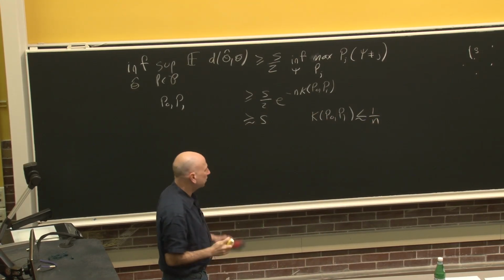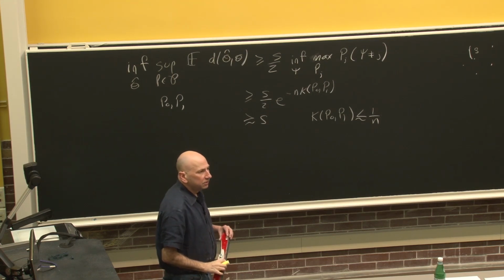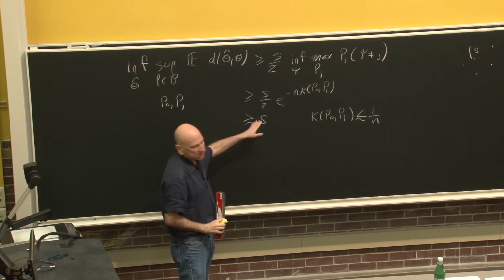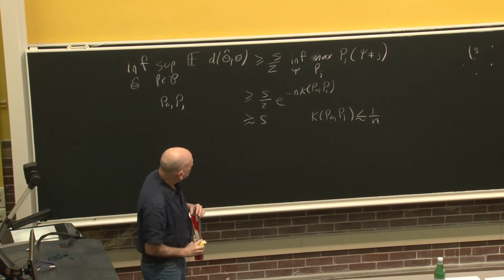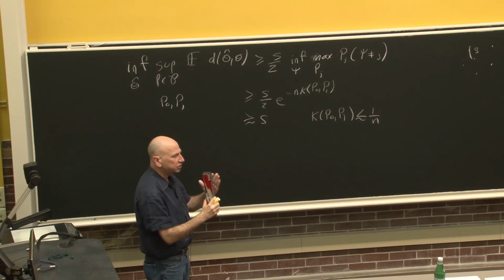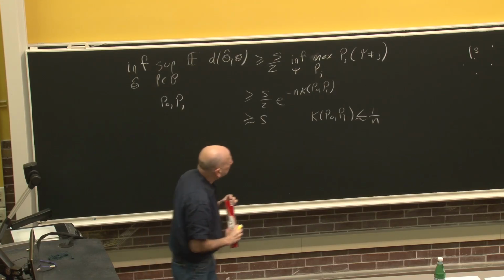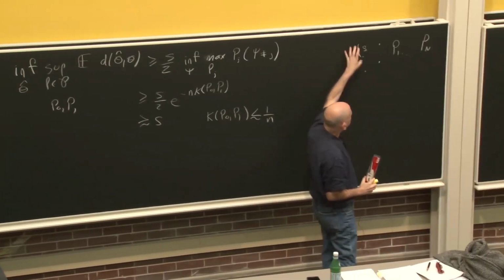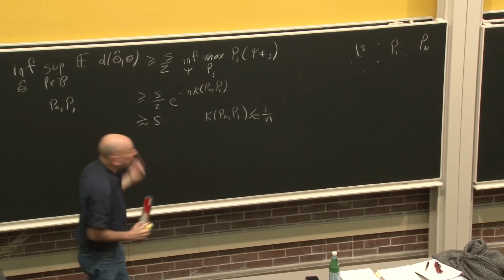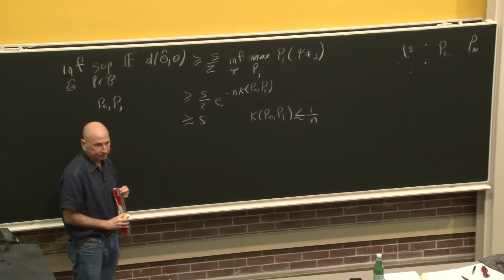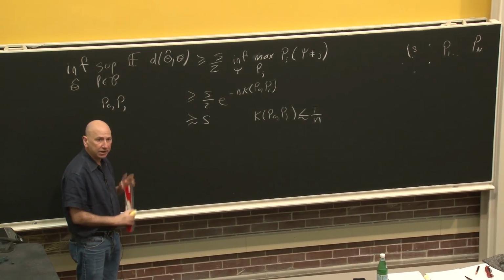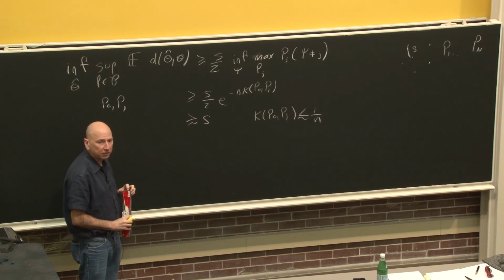Okay, so that pretty much summarizes. This always means I'm leaving out constants like s over 2 and so on. Find two distributions that are about 1 over n apart in KL distance. Figure out how far apart they are in terms of the parameter values. And now you have a minimax lower bound. Any questions about Le Cam's lemma before I do the next version?